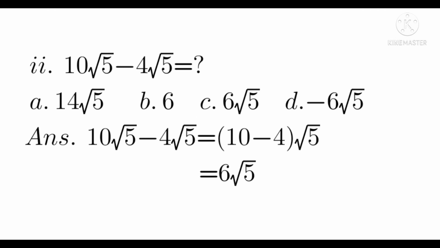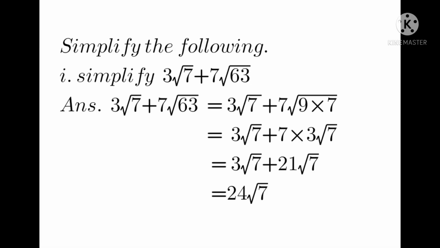In the second problem also, radicands and order are the same. Therefore, the given surds are similar surds. Take root 5 common, and we have 10 minus 4 in bracket, that gives 6 root 5. So correct option is C.